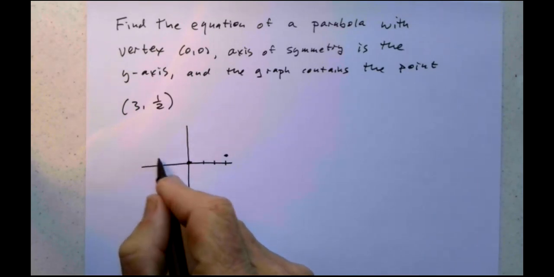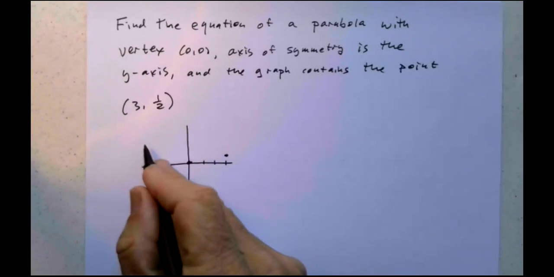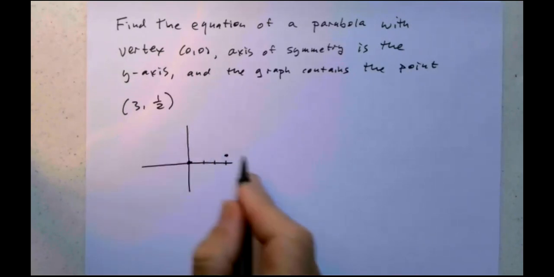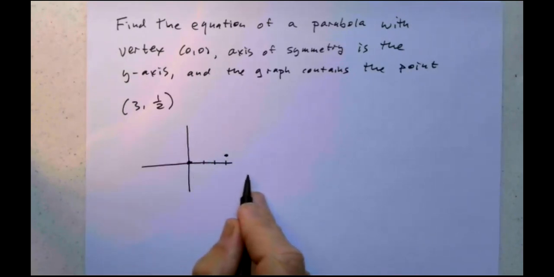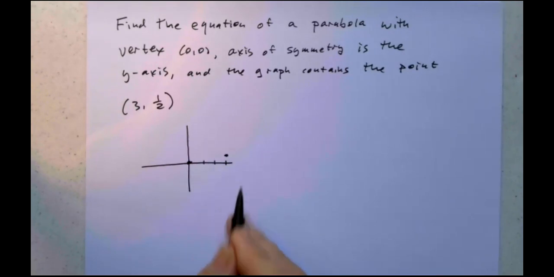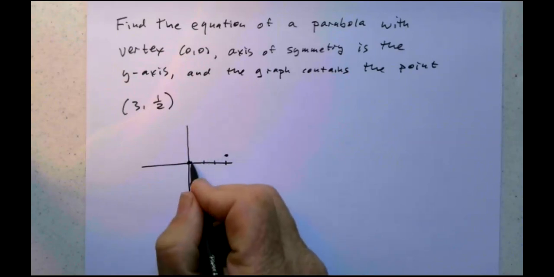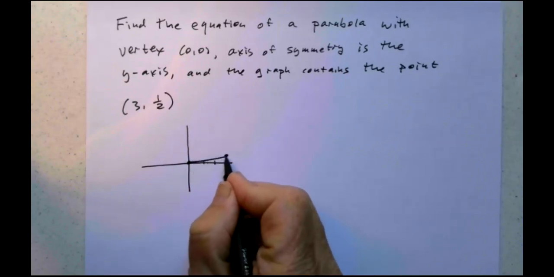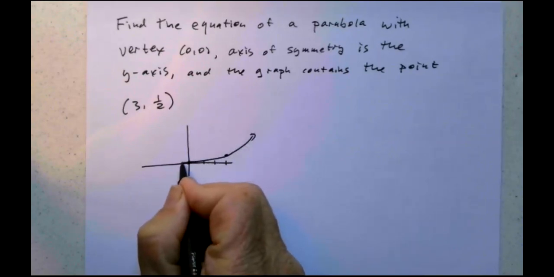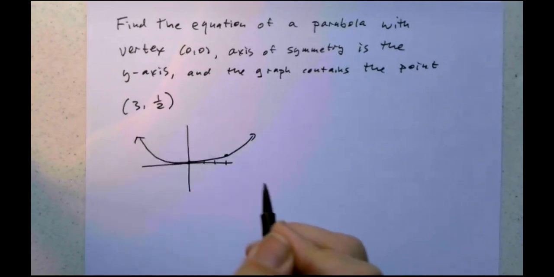So there really would be two different parabolas you could draw. You could draw one like this, which I'll call a U parabola for lack of a better word, or you could draw one like that, which would be a C parabola. Well, what do we know? They're telling us the axis of symmetry is the y-axis. So if the axis of symmetry is the y-axis, that's the mirror, right? It has to look like that.